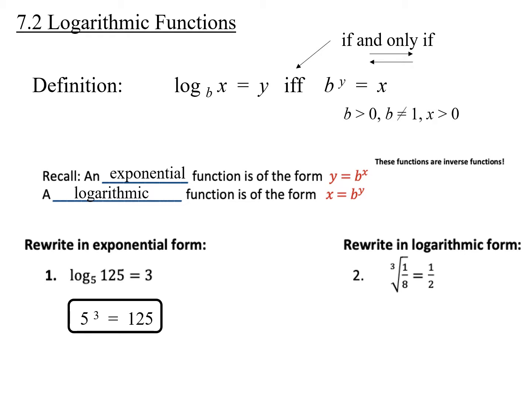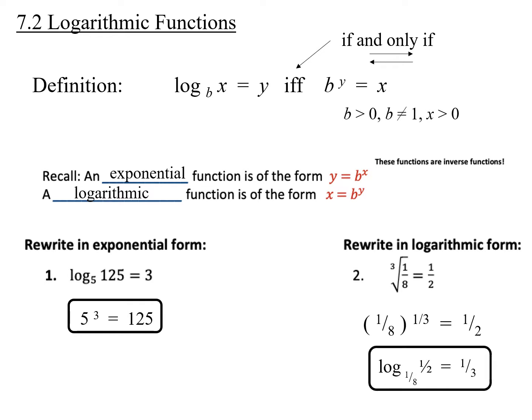Instead, let's rewrite this in logarithmic form. So now we're going to go from if this, then this. First of all, I'm going to take this cube root and write it as a 1/3 power. And then notice the 1/8 is the base. So this is going to be log to the base of 1/8. The 1/3 is the exponent, and so that's going to end up on the right side of the equal sign. And then the 1/2 is here. So we write this as this. So just keep in mind, you're basically going back and forth from this form to this form. Keep this in mind when you do that.